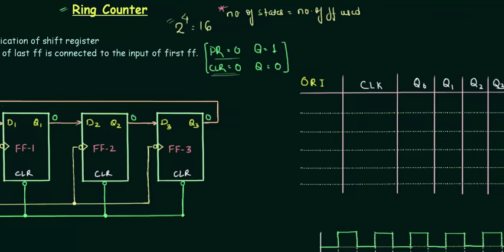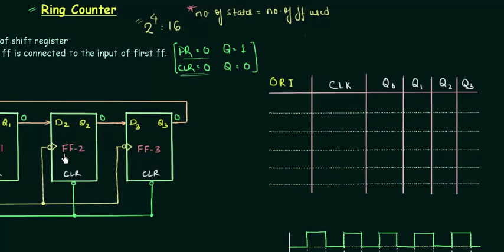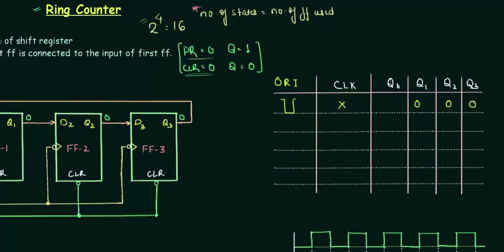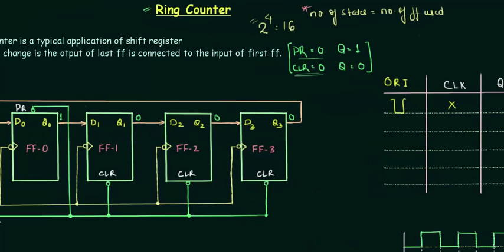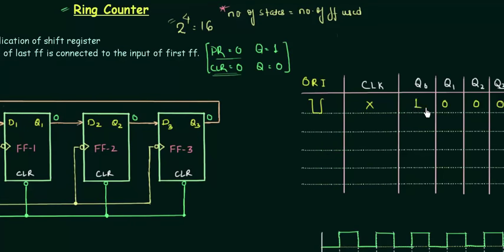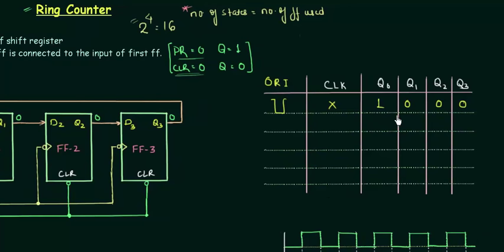And I'm just going to fill my table depending upon the results that we have drawn. The ORI, the overriding input, is given. It is an active low signal. And the clock is don't care. Whatever be the value of clock, it is not going to change the outputs Q0, Q1, Q2 or Q3. I have already explained this thing. Q1 is 0, Q2 is 0, Q3 is 0, and as this ORI is given to the preset for the first flip-flop, we have Q0 as 1.